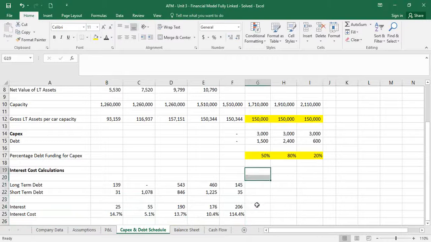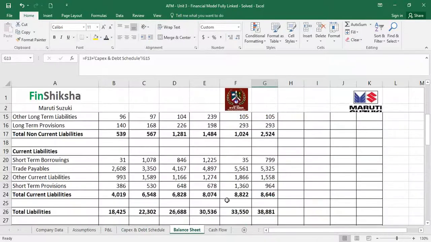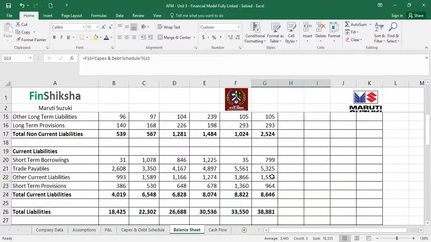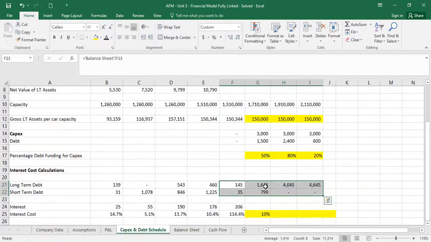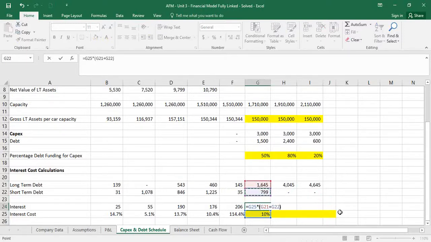You will generally note that for a company of the stature of Maruti, the interest cost would probably be 8 to 10% in the future. So let's assume that in the future this number would be 10%. I can continue calculating these numbers because they've already been calculated from the balance sheet, and in the balance sheet we will obviously need to project these numbers further. So if you look at the capex and debt schedule, you will get the numbers here. I can now calculate my interest cost as 10% multiplied by long-term debt plus short-term debt, which is my total debt.